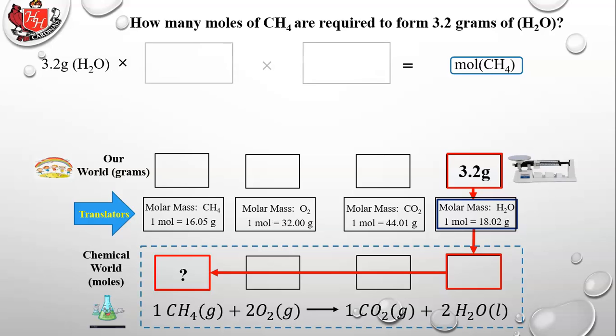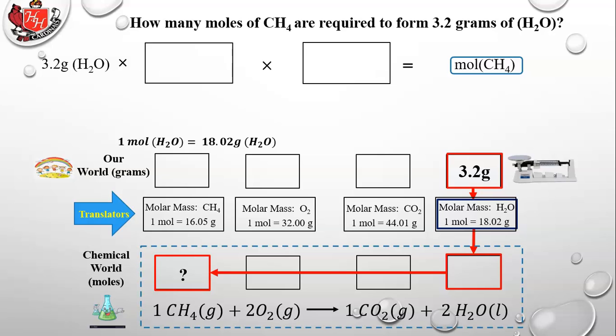Okay, so here we go. So now it's going to take 2 conversions. Why? Because there's 2 different sets of arrows. Those down arrows are really the same arrow. So 3.2 down into the equation and then across. So our first equivalency is going to be what? Well, it's going to be the molar mass. 1 mole of H2O equals 18.02 grams of H2O.